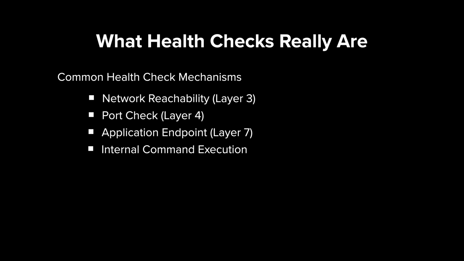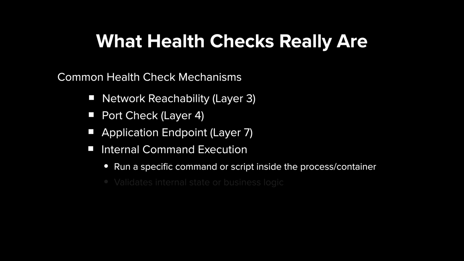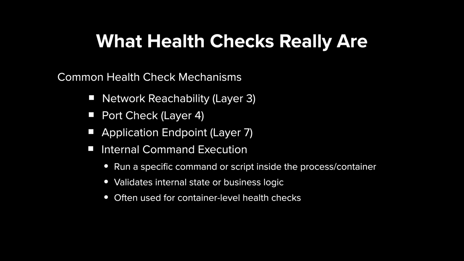The fourth mechanism is internal command execution. This check runs a specific command or script inside the process or container. It validates the internal state of the application or its business logic, going beyond simple network or port checks. This type of health check is often used for container-level monitoring. In AWS, ECS container health checks defined in the task definition are an example, where a command or script is executed inside the container to determine if the task is healthy.